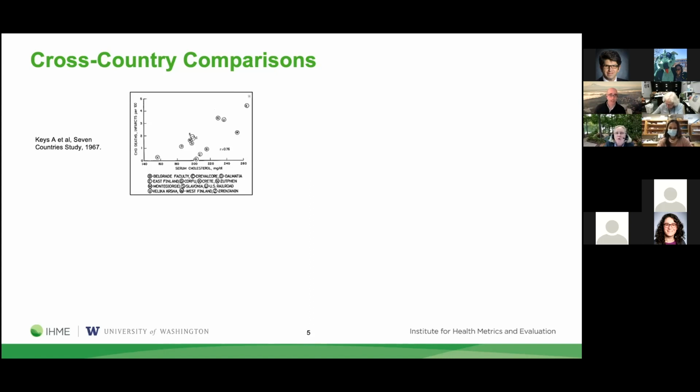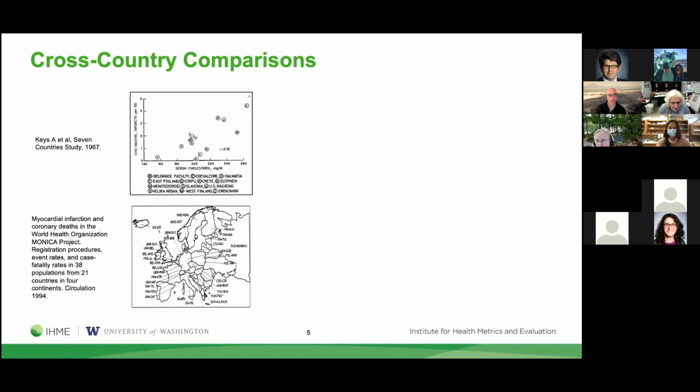And here you can see, published in the late 60s, one of the result papers from Ansel Keys' work. He really led this idea that we should think about cholesterol as a potential driver of human health and coronary heart disease in particular. And he did that simply by collecting really high quality data on cholesterol levels and death rates across these different locations in Europe.